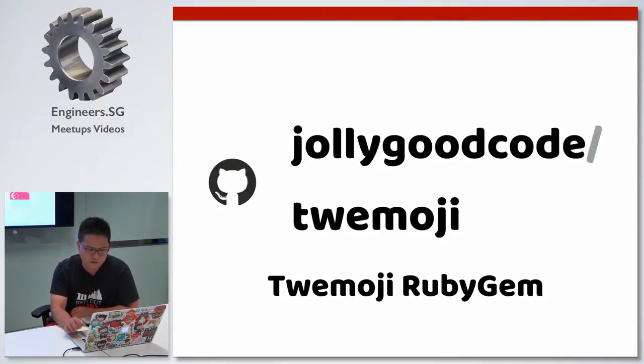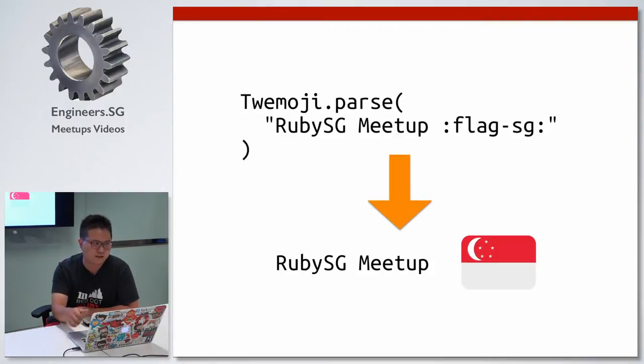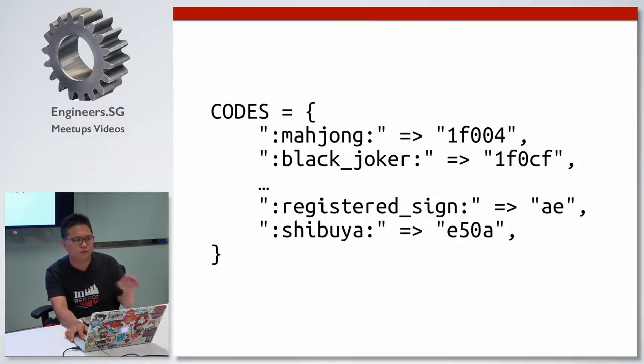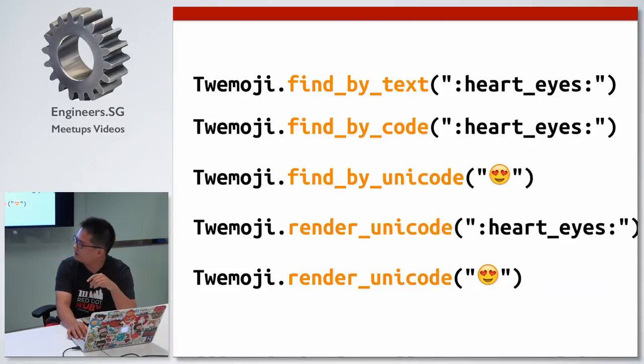So the Twemoji API looks like this. You pass a simple string, and it renders the emoji back to you. It's very simple, but internally it looks like this. It's a giant hash with name to Unicode mappings. Recently, I needed to update from Twemoji 2.0 to 3.0, because Unicode changed from 7.0 to 8.0. They added more emojis, so I need to update this hash. This is another API of Twemoji, so you can find by text, find by code, find by Unicode, this kind of stuff.